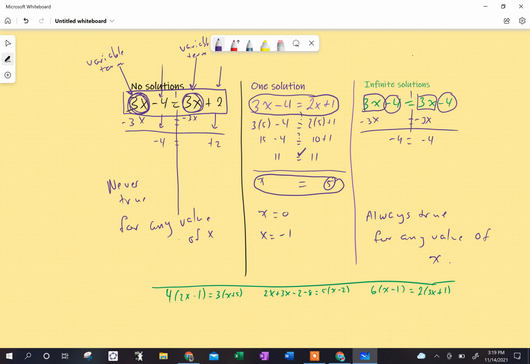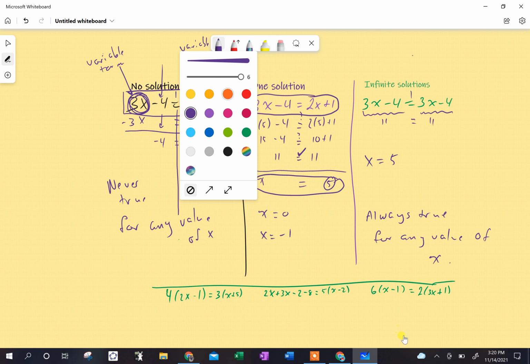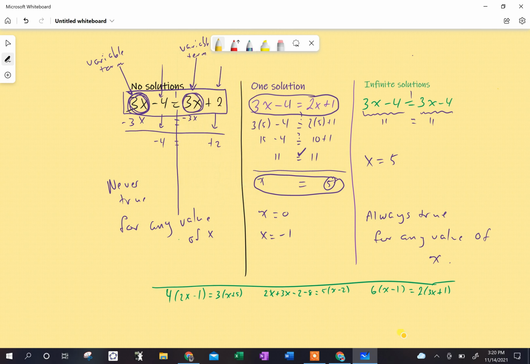So let's take a quick look. If x equals 5, this would become 15 minus 4, which is 11. And this would become 15 minus 4, which is 11. And that's certainly true. If I were to change my color to yellow, and I said x equals 0, this would become -4, and this would become -4, and that's obviously true.